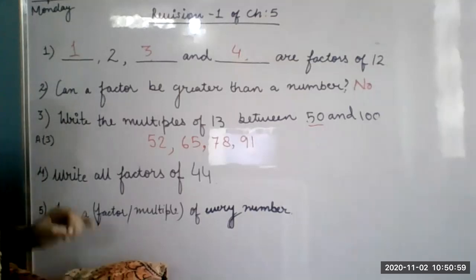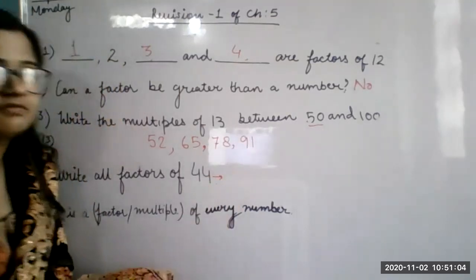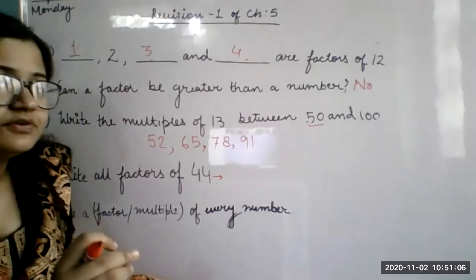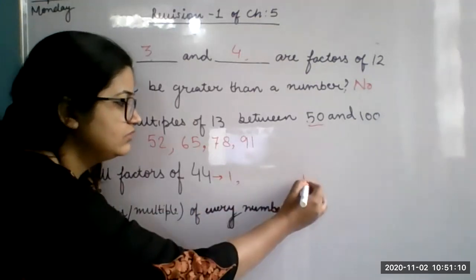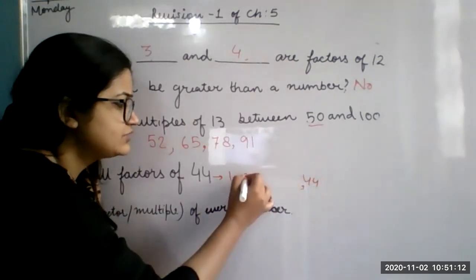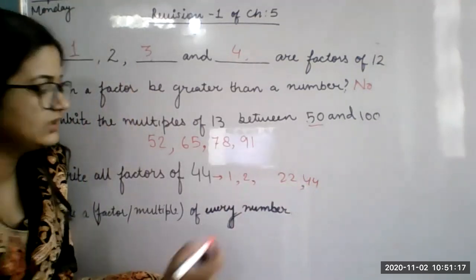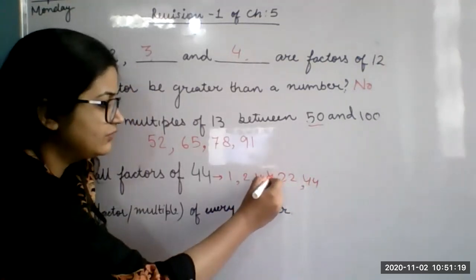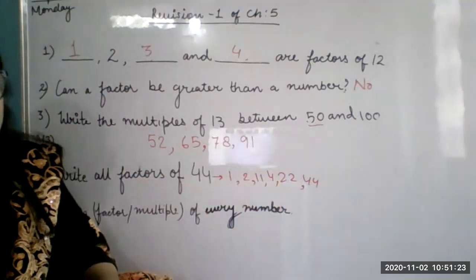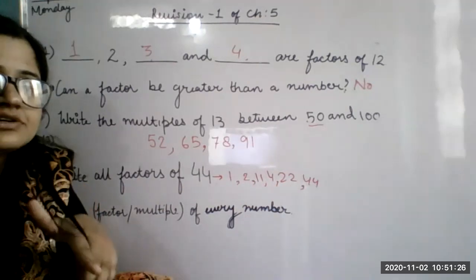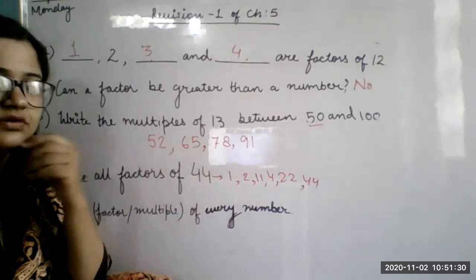Now write all factors of 44. In all factors of 44, I can see many of you are missing a few factors. So 1 and 44 are factors. Next will be 2 and 22. Then 11 and 4 also. 1, 2, 4, 11, 22 and 44. These are all the factors of 44.